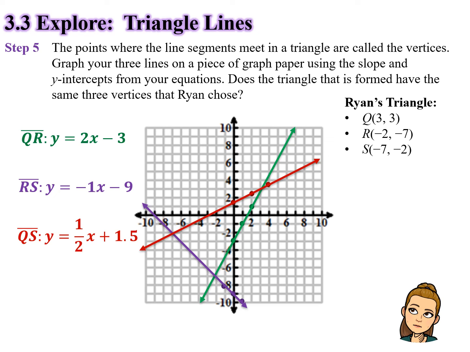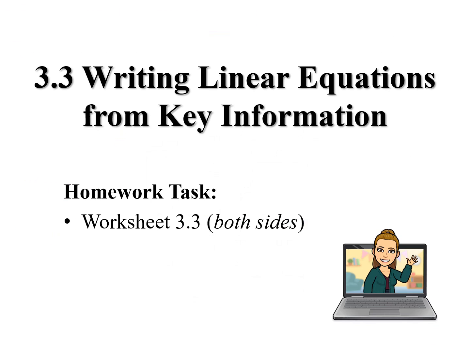If I check my vertices, the places where those lines cross, I should see that Q is at 3, 3, where the red and the green lines cross each other. R, negative 2, negative 7, well, that's where the green and the purple line cross each other. And S is where that red and purple cross each other. So you should find out that, yes, your triangle has the same vertices as the one that Ryan chose.